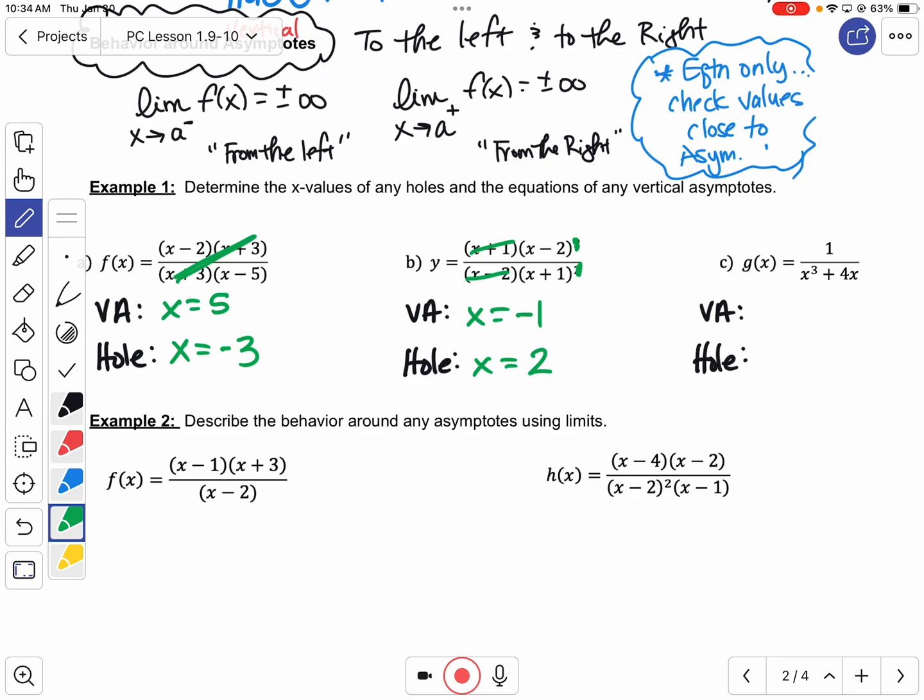Now, what about the last one? Could we approach that one just like we did everything else? What do we need to do with that one? Factor it first, right? We need to factor it first. And so if we're going to factor it first, what do we get when we factor it?